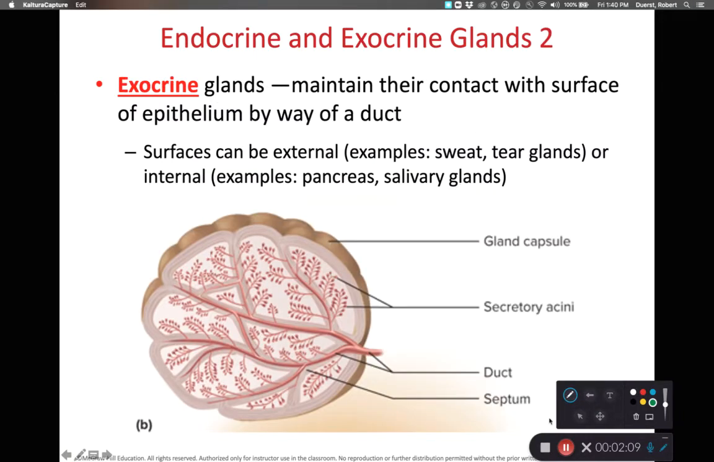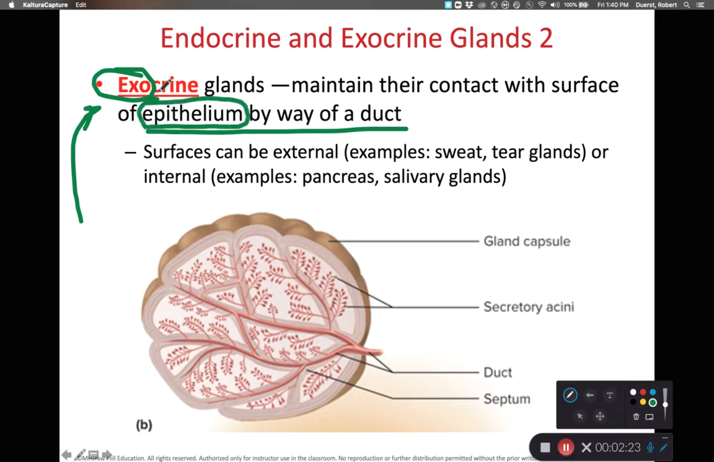As we look at these exocrine glands, exo means out. Exocrine glands are going to make an excretion that leaves the body through a duct that gets to the surface epithelium. Now these glands and surfaces can be either external or internal. When I say external, I'm referring to the surface of our skin, and classic examples include sweat glands and tear glands. We also can make internal secretions to the internal surfaces.